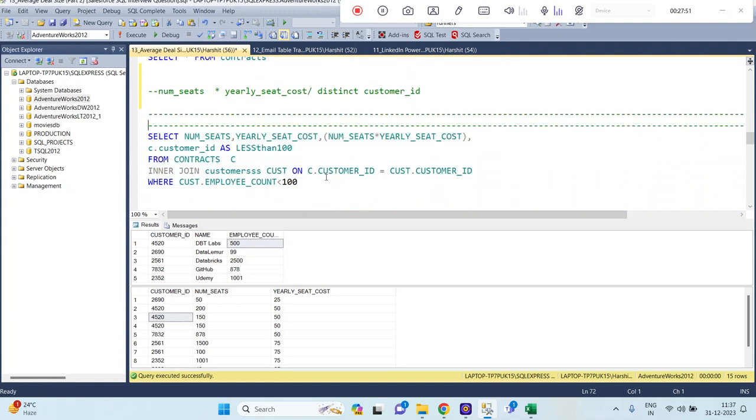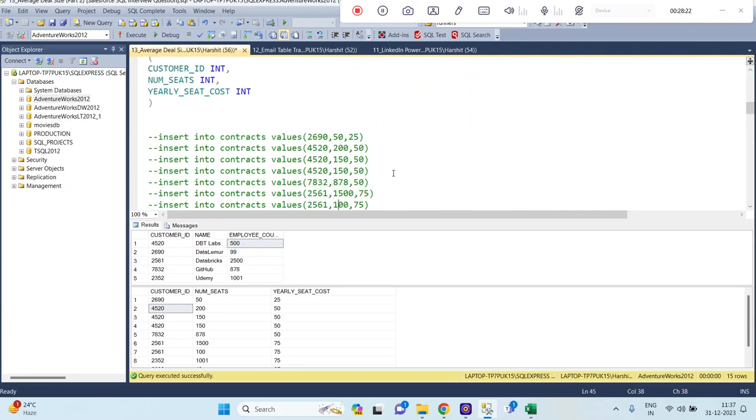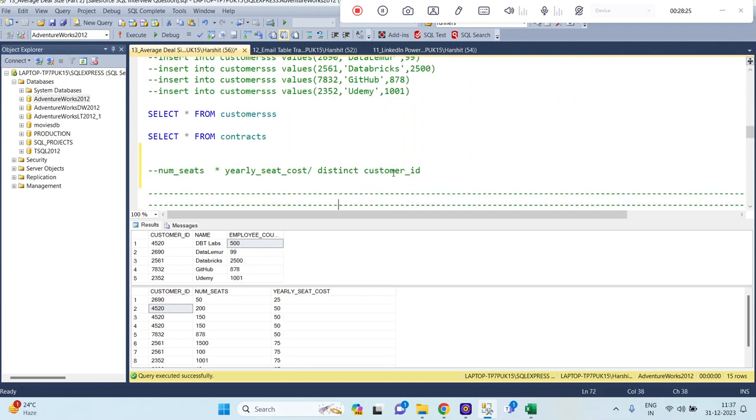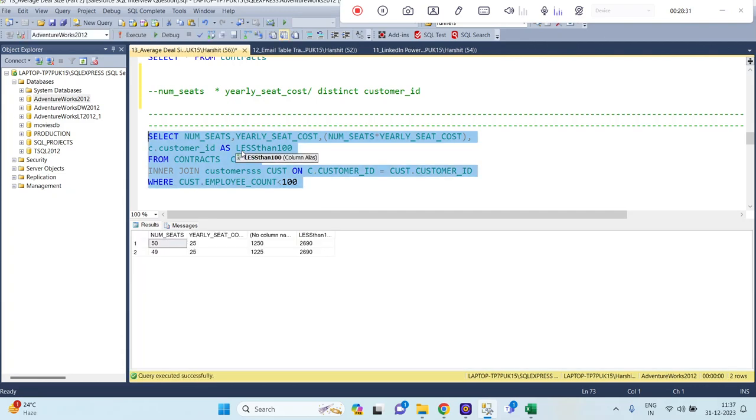Over here, I have written the contract table and the customer table. We have done the inner join, with the customer ID column common in both the tables, right? Now, over here three different buckets are there. Employee count less than 100, then it will be SMB. 100 to 999, then mid market, and greater than or equal to 1000, then enterprise. So what I have done is take employee count less than 100, right?